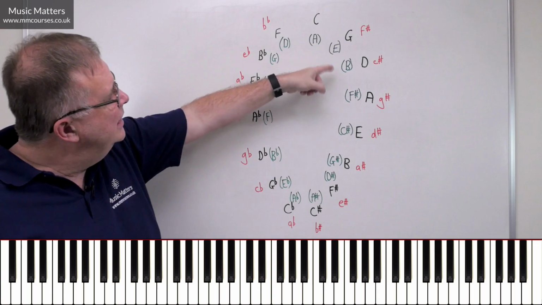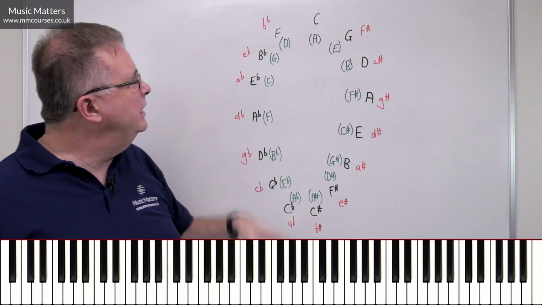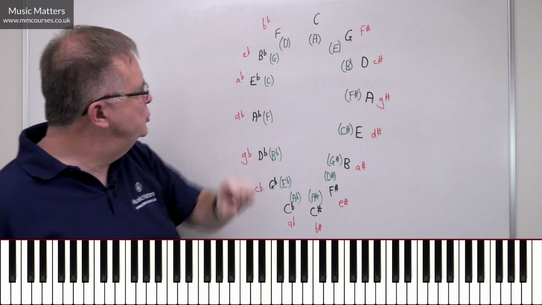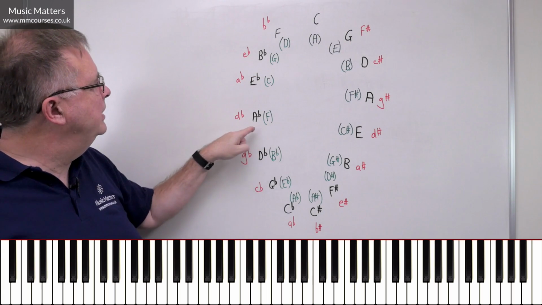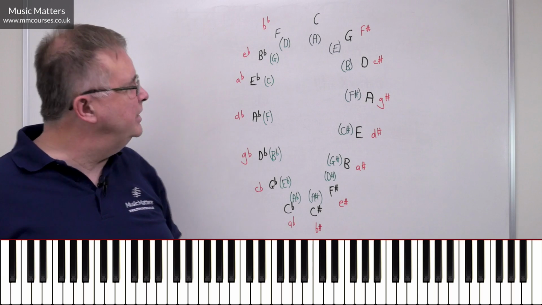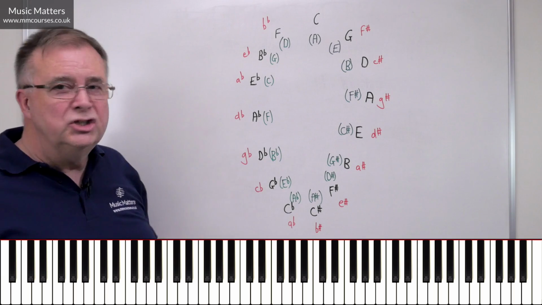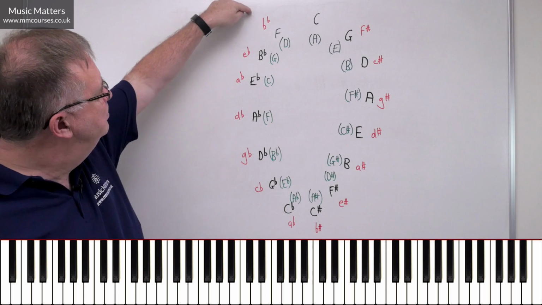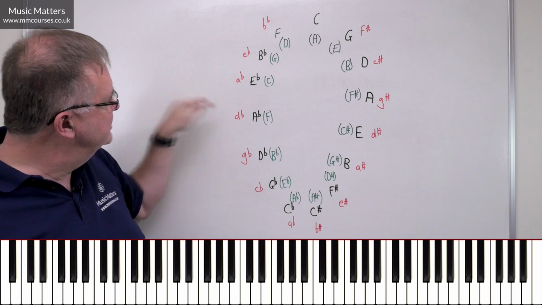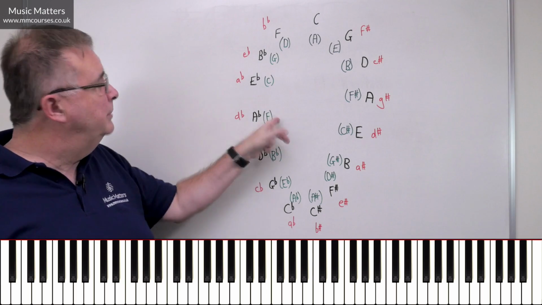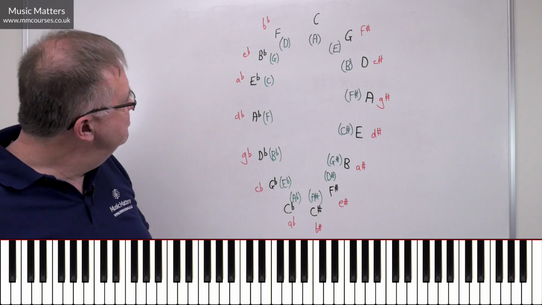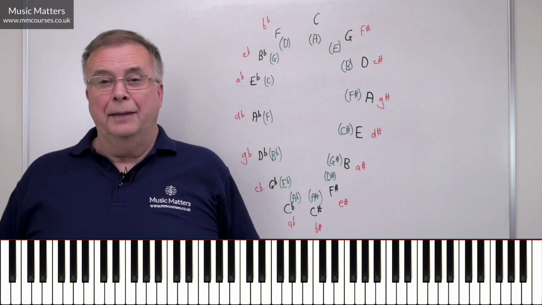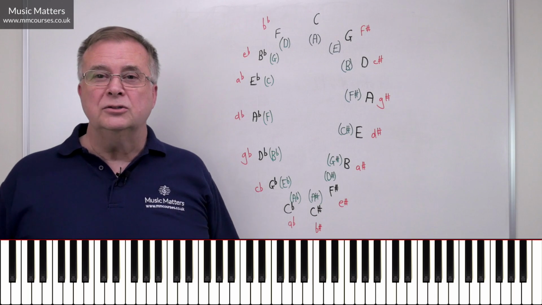And these are called the relative minors because, for example, E minor is related to G major, or F minor is related to A flat major. They're related because they share the same key signature. So in other words, A flat major uses B flat, E flat, A flat and D flat in the key signature, but so does F minor. So that's just a quick recap on how the Circle of Fifths works.